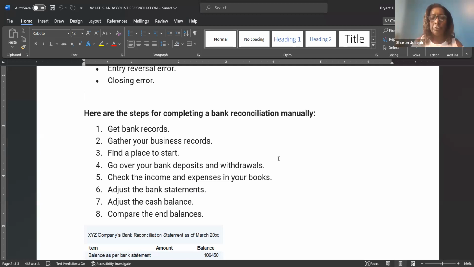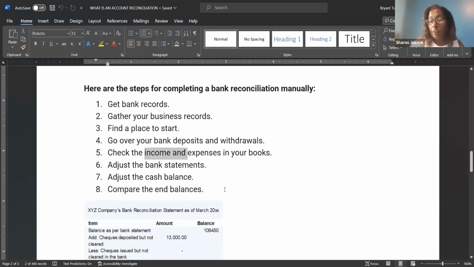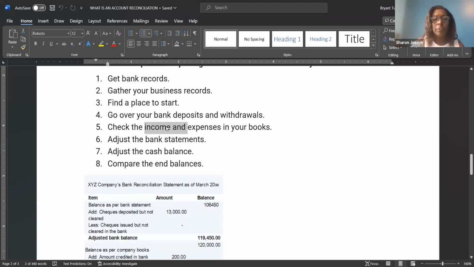Then you go to your books and you're looking at your income and expenses. Are all of your invoices recorded? You would know that if you got cash in for the month and you don't see an invoice in the books, you know that something was missed that way. Then you adjust the bank statement, you adjust the cash balances, and then you compare the balances.